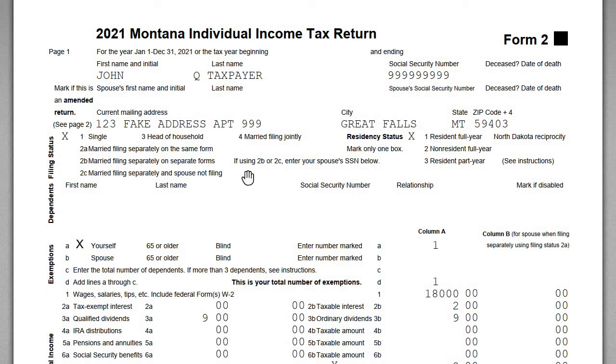Now, Montana is one of about 30 states that have their own version of the Earned Income Tax Credit, and it is computed as a percentage of the federal amount. So what we want to do here is look at an example return for John Q. taxpayer and how he can compute the Montana portion, or additional piece rather, for his earned income tax credit.